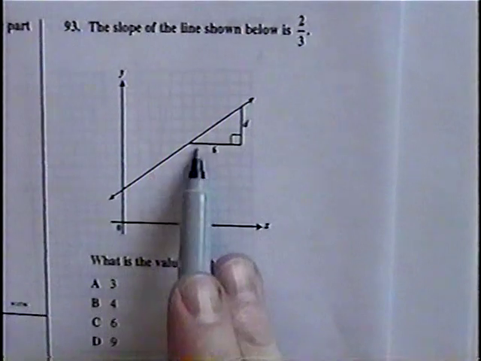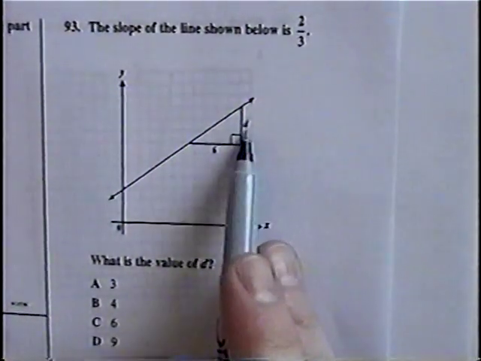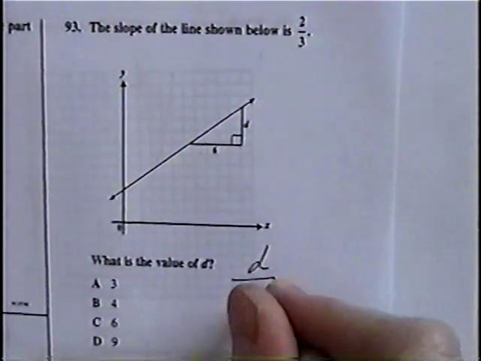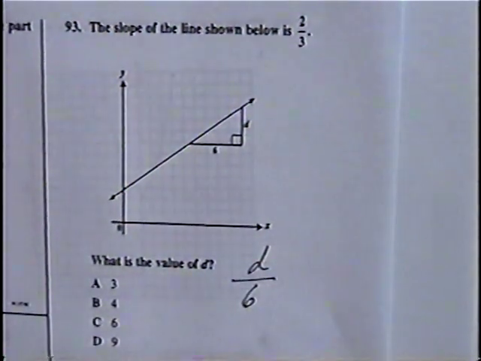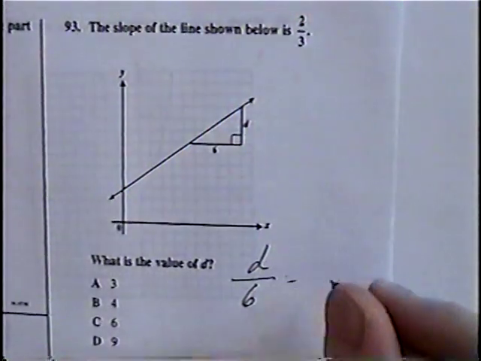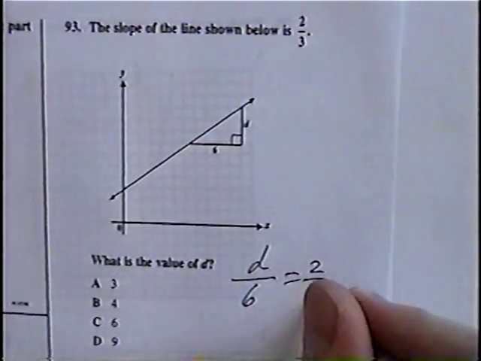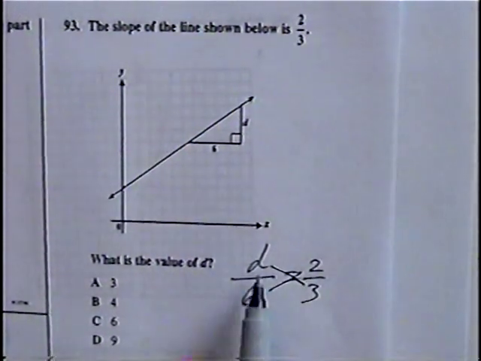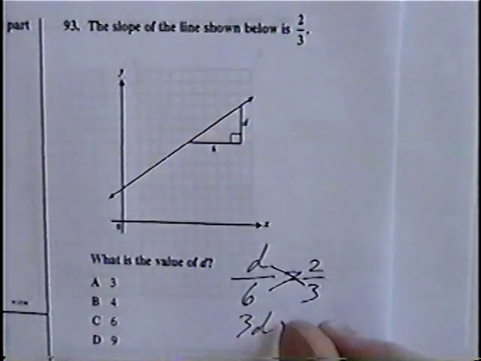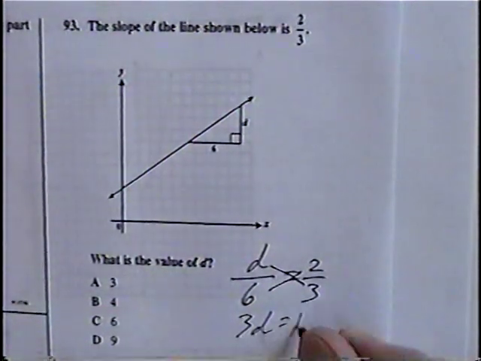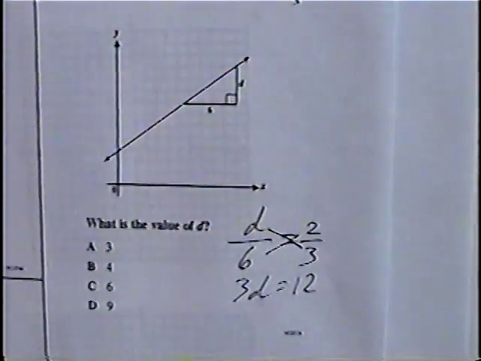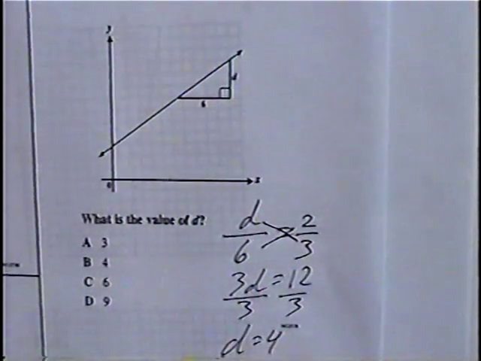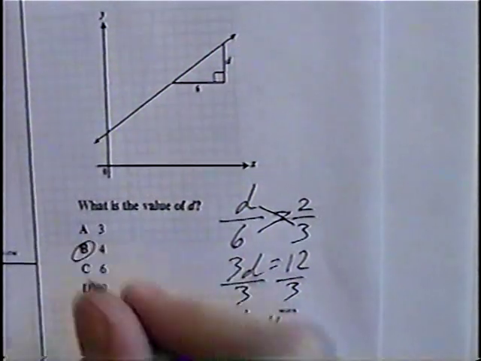For this question, we have 6 as the rise on the slope, and letter D is the run that goes up. So if we did rise over run, that would be D over 6. For the slope, we want that to be 2/3, so we can set it equal to 2/3. Solving this question, we can cross multiply. D times 3 would be 3D, and 6 times 2 would be 12. Solving for D, you can divide by 3, and D is equal to 4, so our correct answer would be B.